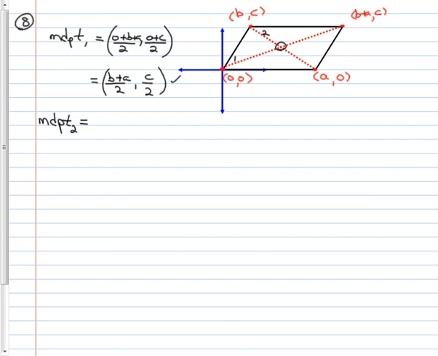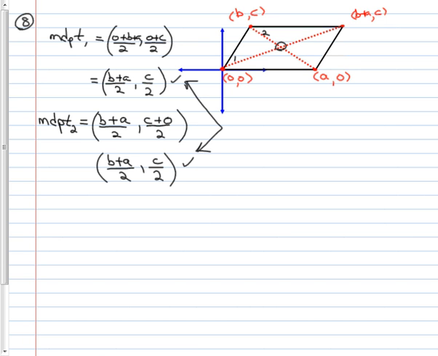Midpoint of our second diagonal. So I am going to take my x's and add them. My x's are b and a. B plus a divided by 2. My y's, c plus 0 divided by 2. So let's simplify this one. B plus a divided by 2. Can't do anything with that. Comma. C divided by 2. That's the midpoint of the second one.